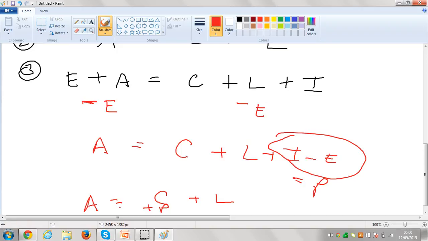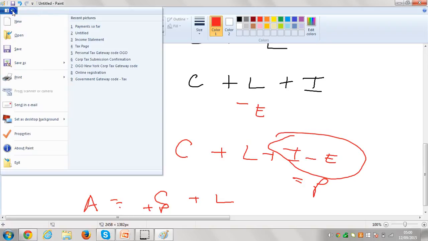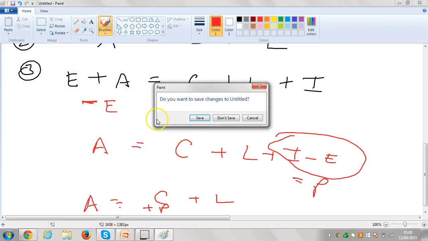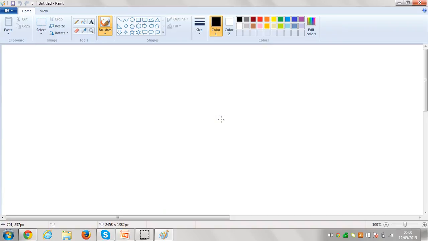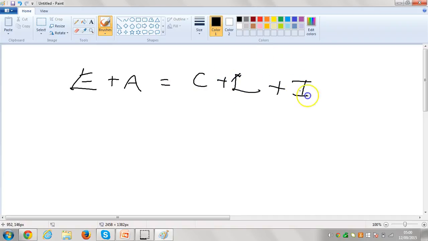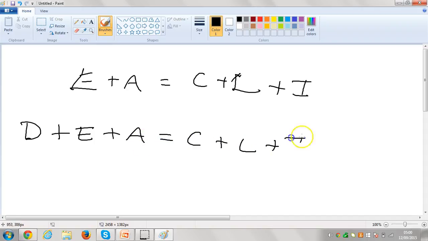Right. So my page isn't very big. I'm going to create a new page. So quickly jumping back again, let's go back to the original equation. We have E plus A is equal to C plus L plus I, and then I introduced the new D, drawings, and I said we can have D plus E plus A is equal to C plus L plus I.